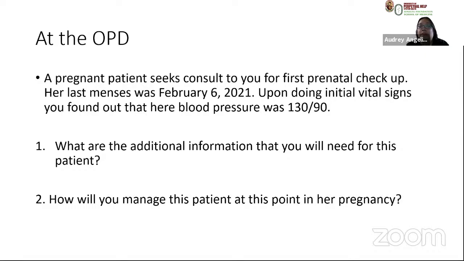So what happens is at the outpatient, you see a pregnant patient seeking consult to you as her first prenatal checkup. Her last menses was on February 6, 2021, and upon doing initial vital signs, you found out that her blood pressure was 130/90. So what are the additional information that you will need to manage this patient?